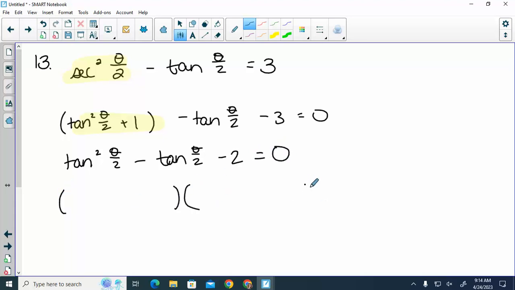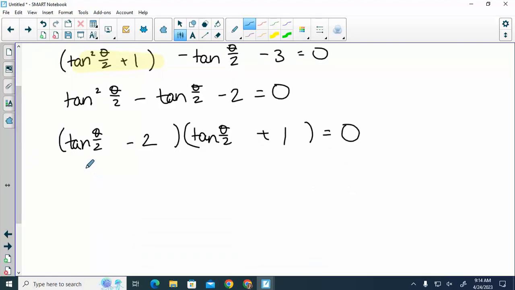So tangent squared, just think of it as a tangent. What multiplies to negative 2 and adds to negative 1? So if we set those equal to 0, we get tangent theta over 2 equals a positive 2 or a negative 1. So now we need to solve both.